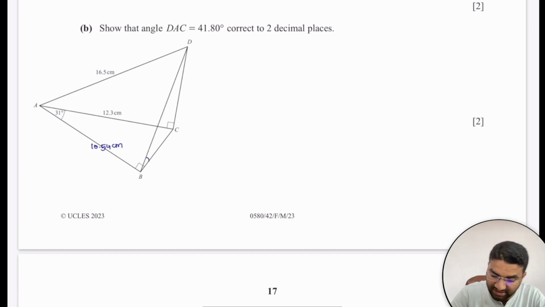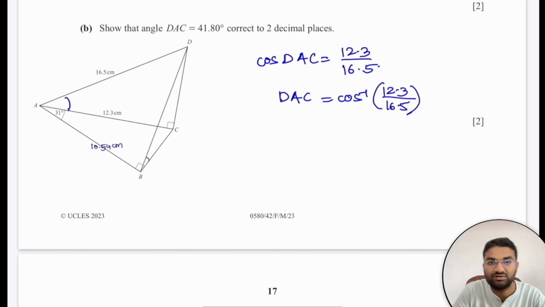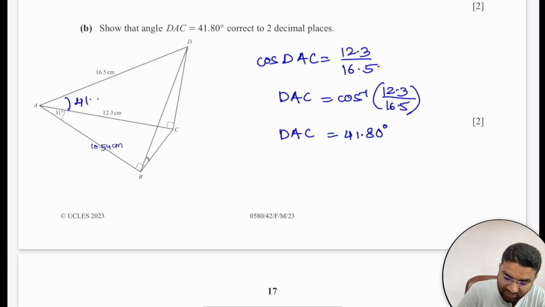So we have to find angle BAC, this angle here. Here the adjacent side and hypotenuse are given for this angle, so you can use cos of angle BAC is equal to 12.3 upon 16.5. So BAC is equal to cos inverse of 12.3 upon 16.5. If you do the calculation in your calculator, you will get BAC is equal to 41.80 degrees. Here I will write 41.80.